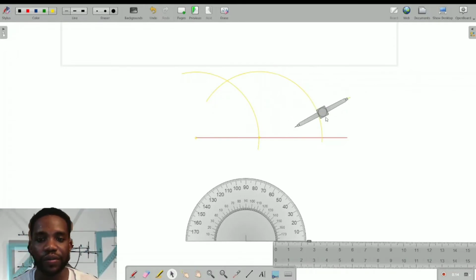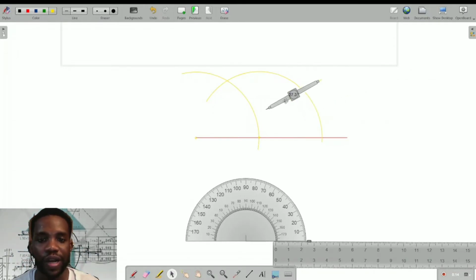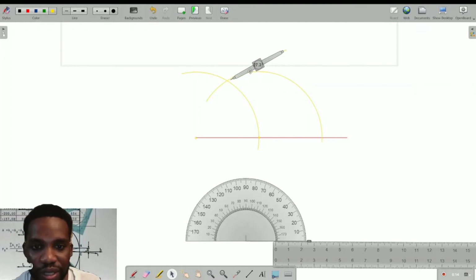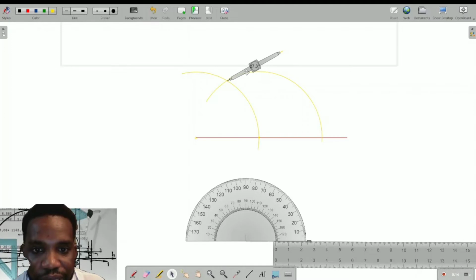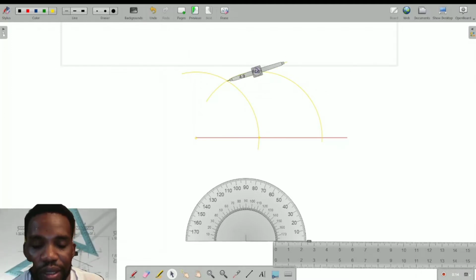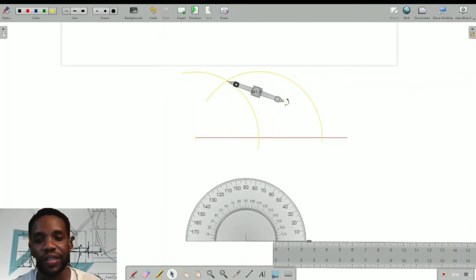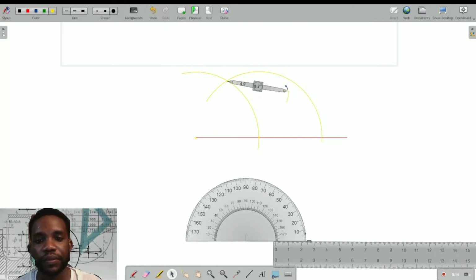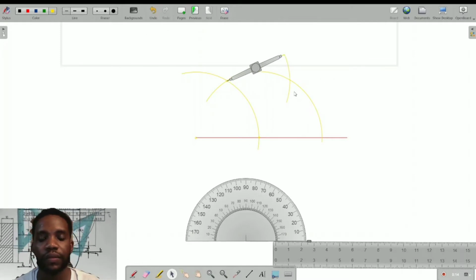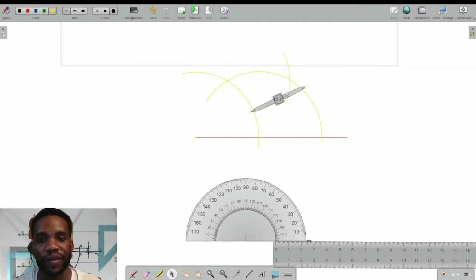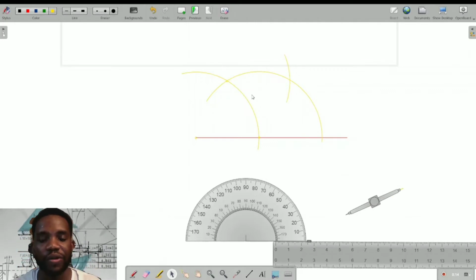Let me turn this around. Right here where these two arcs intersect to give me the 60, I'm going to put it dead in the center right there. I'm going to carry it from down here, and I'm going to swing an arc cutting this line right here. There we go. Now, once I draw a straight line through this intersection, that is going to give me my 30 degrees. So I hope you notice what we did there.